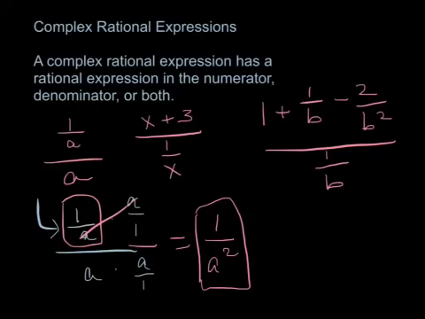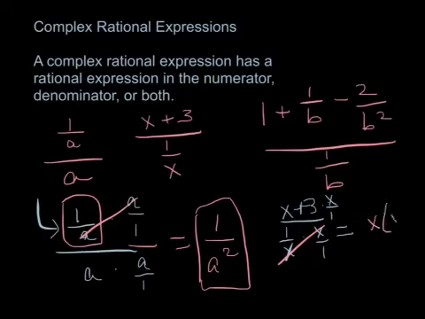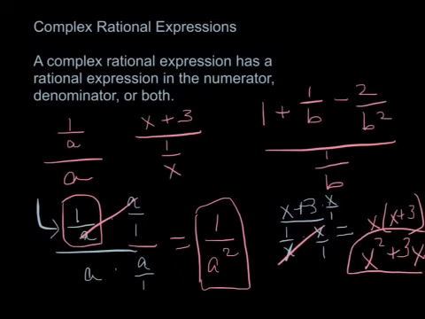Let's take a look at the second example, x plus 3 over 1 over x. So I've got x plus 3 in my numerator, 1 over x in my denominator. The reciprocal of 1 over x is x over 1. So I'm going to multiply both the numerator and the denominator by x over 1. Now my denominator becomes 1, and I've got x times x plus 3, or x squared plus 3x. And now my complex rational expression has been simplified.